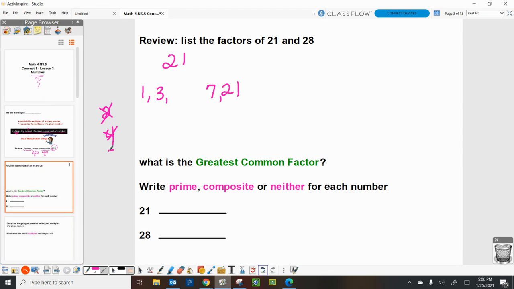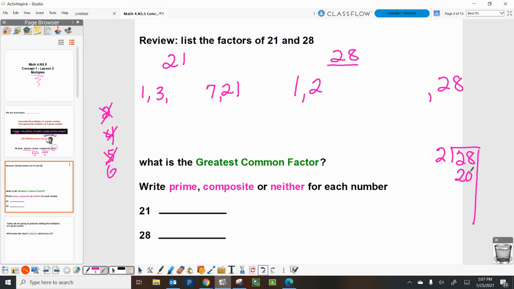Nope. I know it's not 5 because it doesn't end in a 0 or a 5. 6, 12, 18, 24, 30. Well, nope, I never hit 21, did I? So I'm done because then my next number is 7. All right, 28. I know I have 1 and 28. I know I've got 2. And actually, if I'm not sure, remember, I can come over here and divide. Well, I know that 2 times 10 is 20.